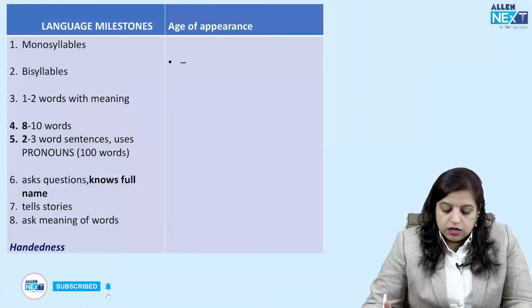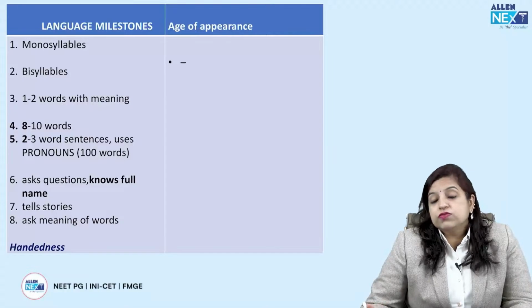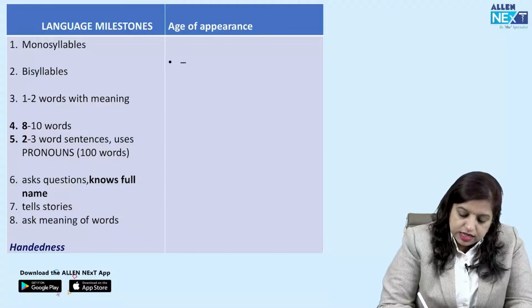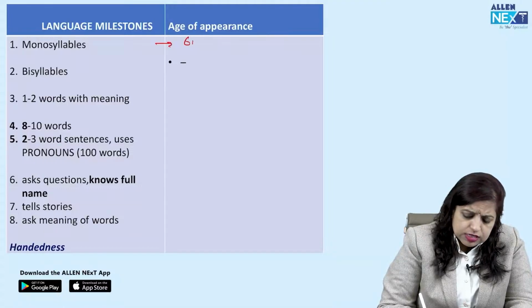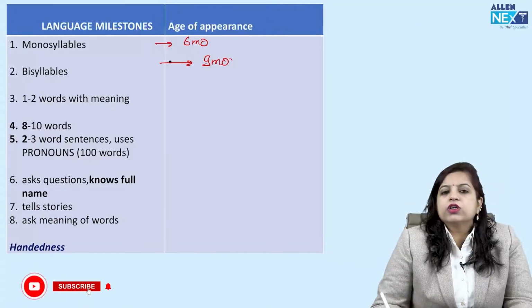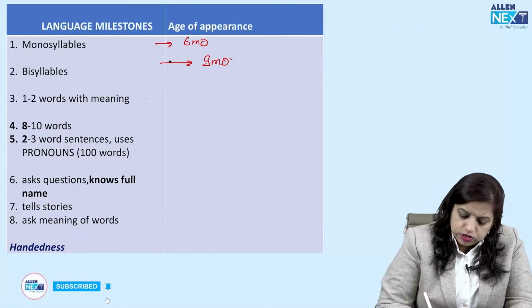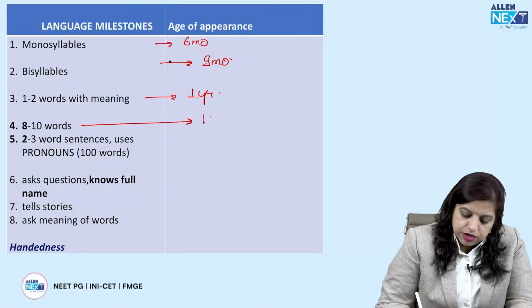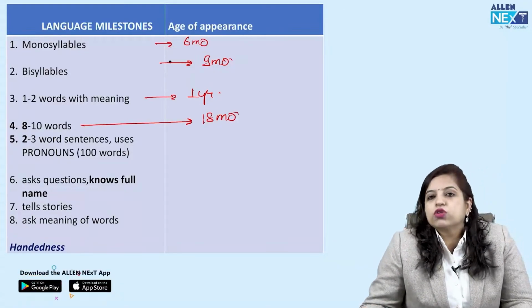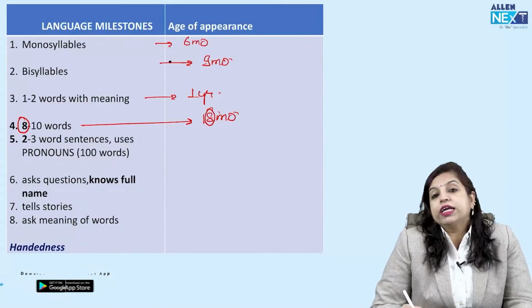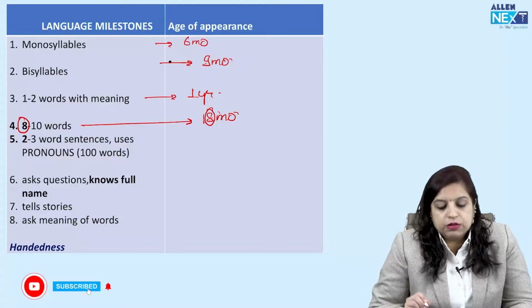Okay, then we should know some language milestones, very commonly asked. So monosyllables, at what time do they come? They come around 6 months of age. Bisyllables come at around 9 months of age. 1 to 2 words with meaning would come around 1 year of age. 8 to 10 words would come around 18 months of age. How do you remember 18 months? See, this is 8 over here and there is 8 over here. So 8 to 10 words would come around 18 months of age.